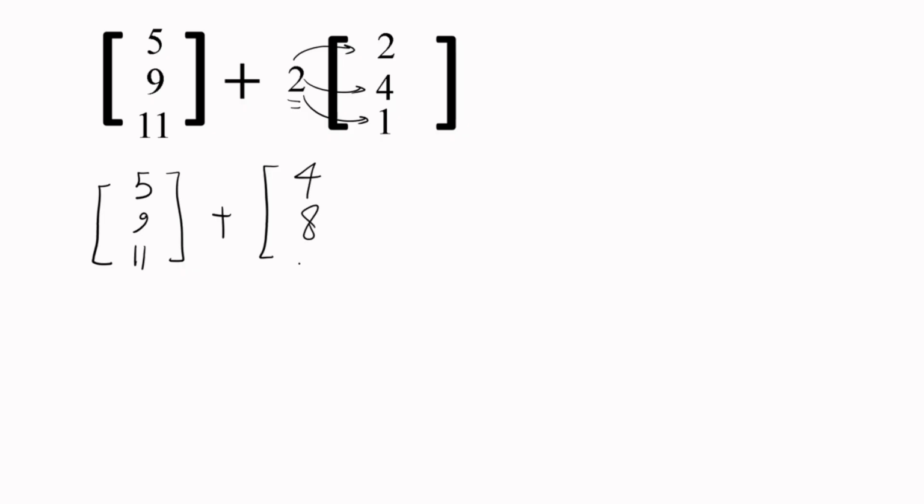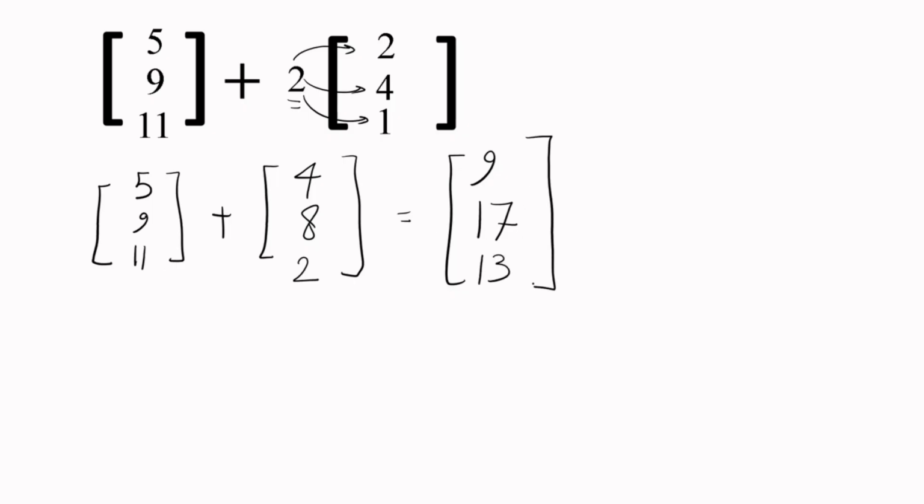Here we have another example. First, we must take care of this multiplication, and this one must be multiplied to all of the elements. What am I going to have? I'm not going to change the first matrix. I'm going to have 5, 9, 11 as the members of this first matrix. For the next one, 2 must be multiplied to each element. So 2 times 2 is going to be 4, 8, 2. And if we add them, what are we going to have? 5 plus 4 is going to be 9. 9 plus 8 is going to be 17. And 11 plus 2 is going to be 13. This is the answer of this example.